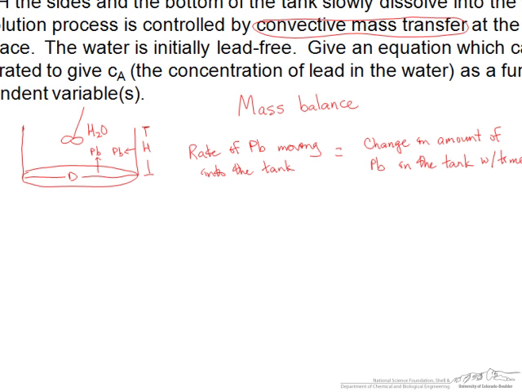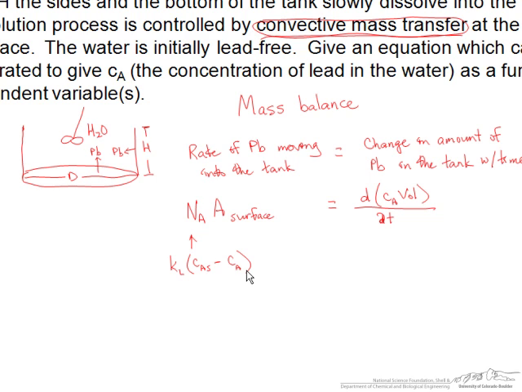So how do we actually represent these? Well, the rate of lead moving into the tank is the flux of lead, species A, times the surface area, and that equals the change in the amount, and the amount is going to be the concentration times the volume, with time. Because we have convective mass transfer, N_A is going to be k_L times C_A at the surface, minus C_A inside the tank.